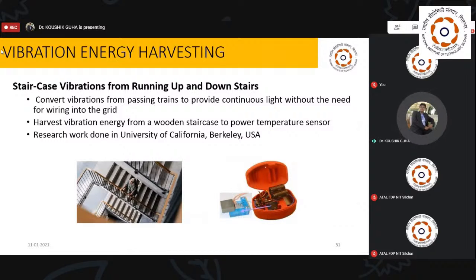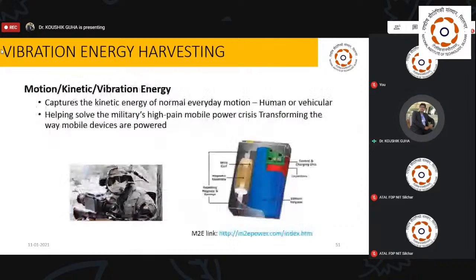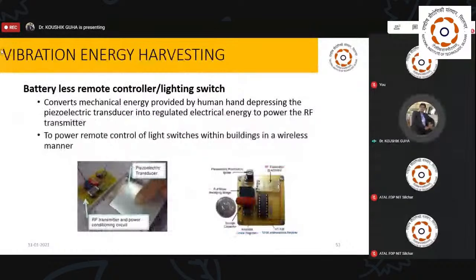One example of vibration energy harvesting is staircase vibration from running up and down, where we can easily generate a good amount of energy. There is good research work at the University of California, where a group is working on this: harvesting energy from a wooden staircase to power a temperature sensor. Then motion or kinetic, it captures the kinetic energy of normal everyday motion. It is helping solve the military's high-power mobile power crisis, transforming the way mobile devices are powered. Then the battery-less remote controller or light switching application. So we can see the vibration energy harvester.